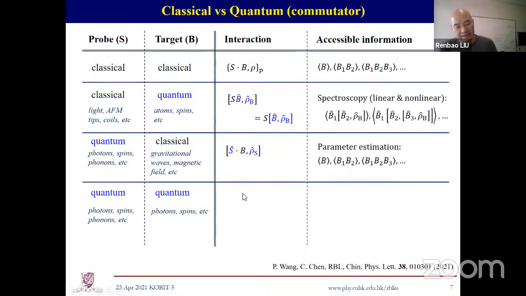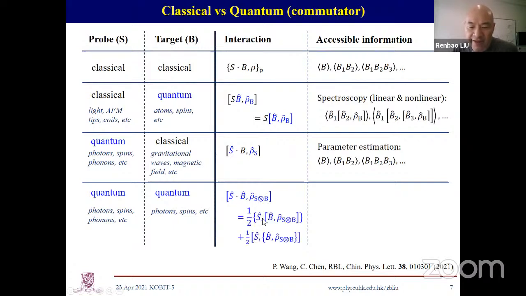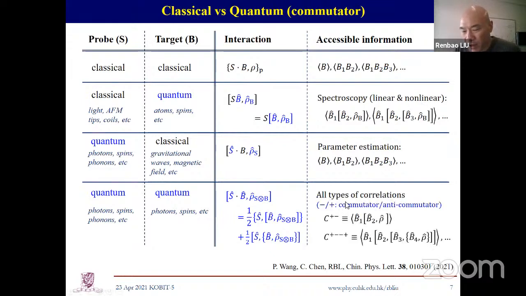The most interesting part is using a quantum sensor to detect a quantum object, such as using photons or spins to detect photons, spins, and so on. So this is the case we have just discussed. We have this interaction between two quantum objects, S and B, and then we have this commutator between this interaction and the whole system, and it can be separated into two parts. It contains the commutator times the anticommutator, or the anticommutator times the commutator. This way we can obtain all kinds of correlation functions that contain one commutator and one anticommutator, and so on and so forth.